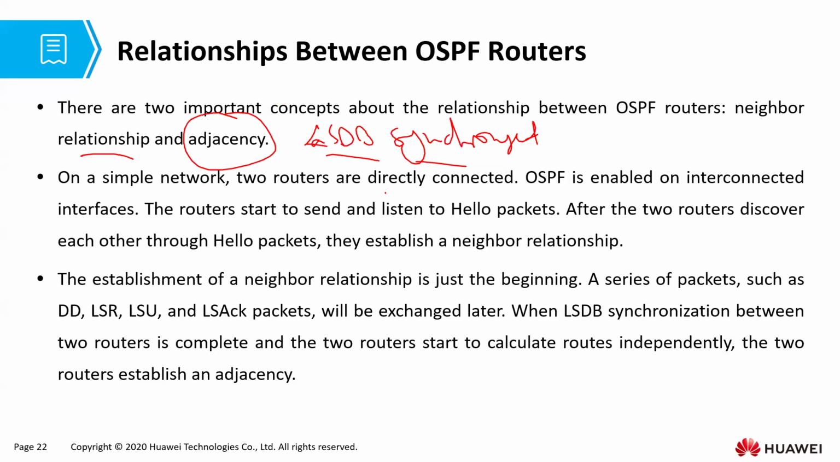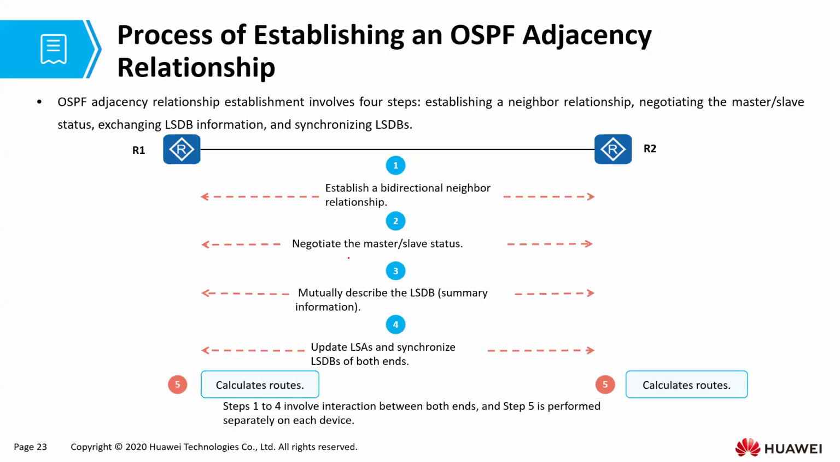On a simple network, two routers are directly connected and exchange hello packets. That's a neighbor relationship. Then when LSDBs are synchronized, that's where we talk of adjacency. Process of establishing a relationship. Here we have a summary of the process of establishing an OSPF adjacency. This is how we get to adjacency, fully synchronized LSDBs.